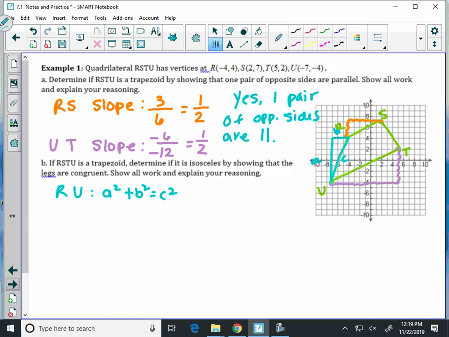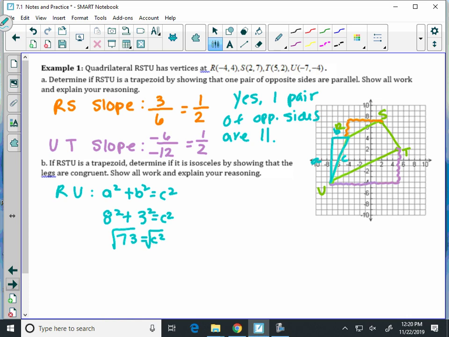When we count, what's the length of our a? 8. So we get 8 squared plus, what's the length of our b? 3. And then plug in your calculator, what is 8 squared plus 3 squared? 73. What do we still have left to do? Square root.